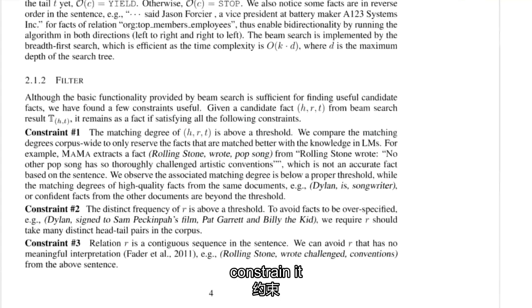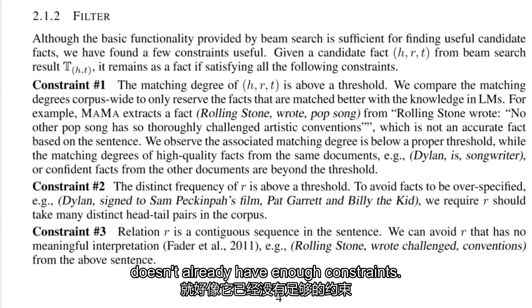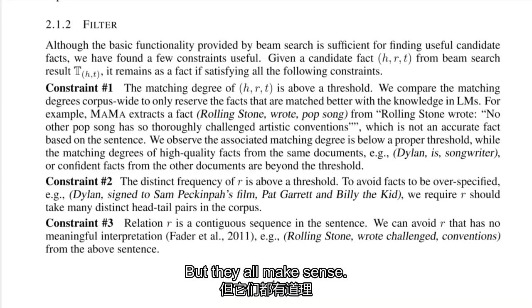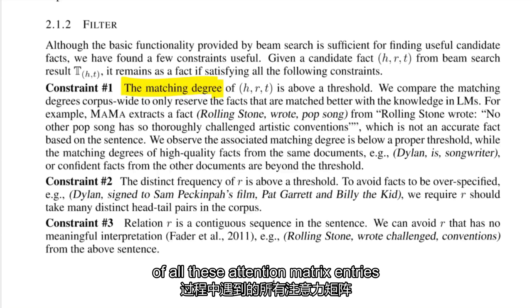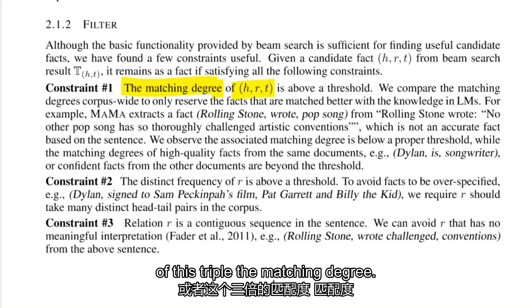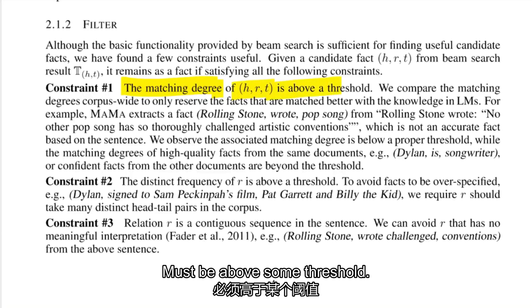They do constrain it some more, as if it doesn't already have enough constraints, but they all make sense, okay? So they say the matching degree, which is simply the sum of all these attention matrix entries that we've encountered during our search, so all the ones we didn't skip are counted together, is the matching degree of this triple. The matching degree must be above some threshold.